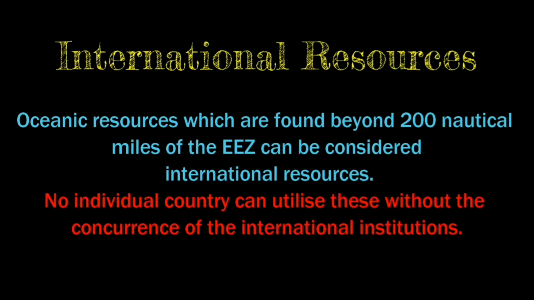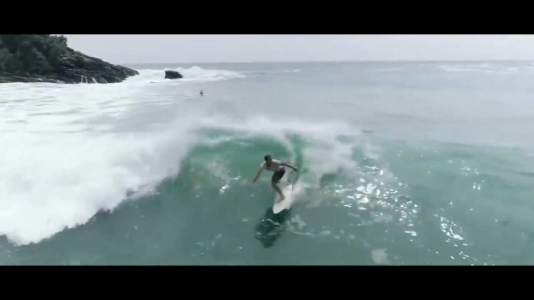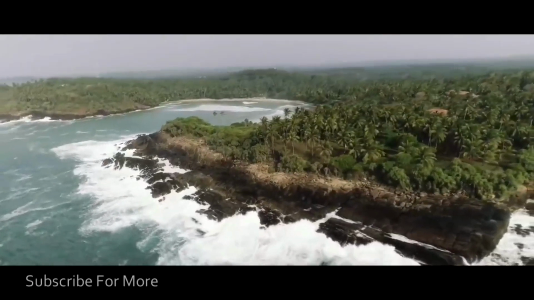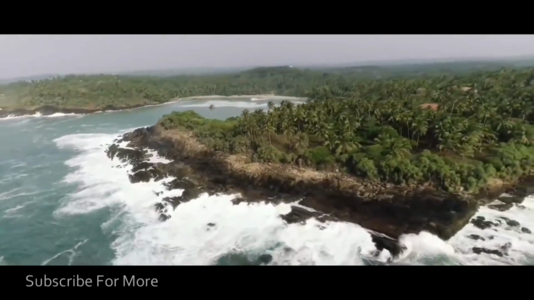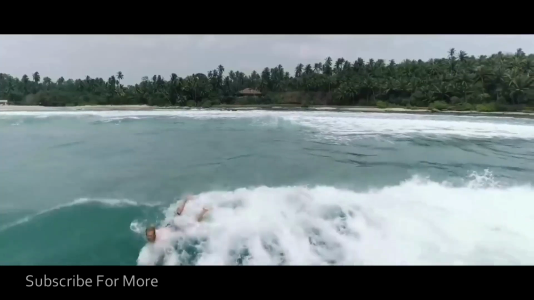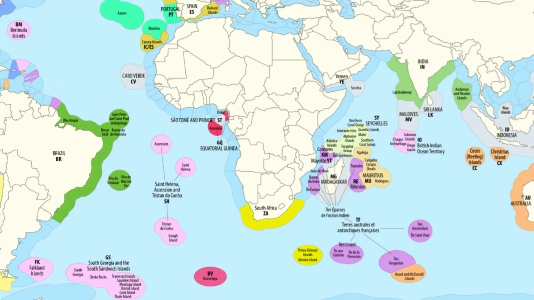International resources are regulated by international institutions. The oceanic resources beyond 200 nautical miles of the exclusive economic zone belong to the open ocean, and no individual country can utilize these resources without the concurrence of international institutions.